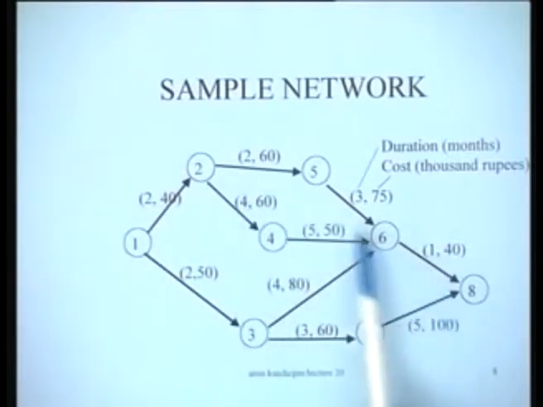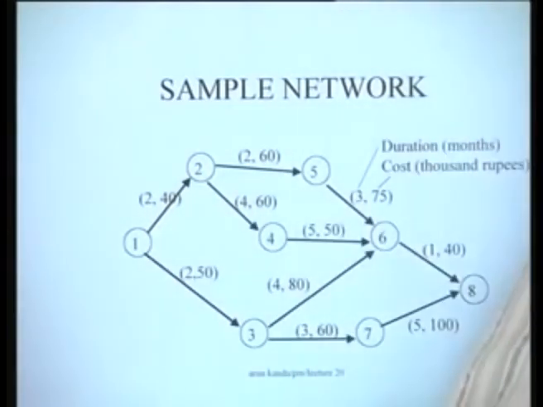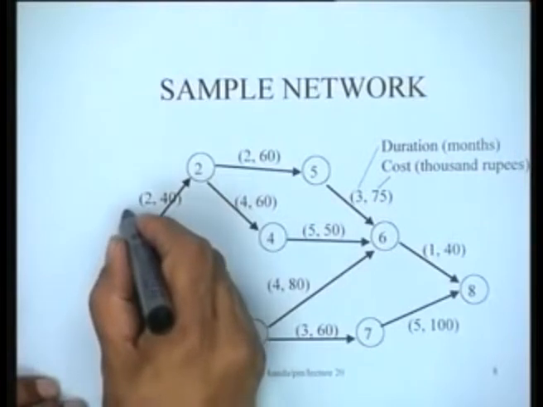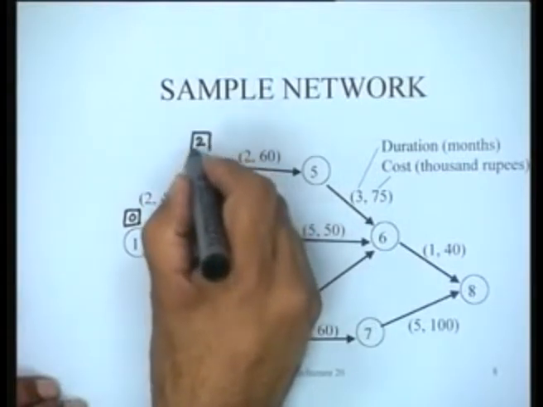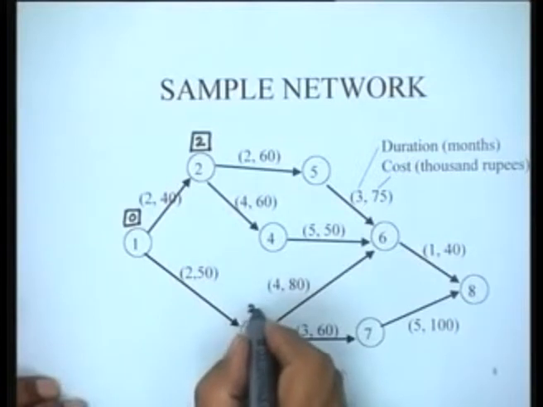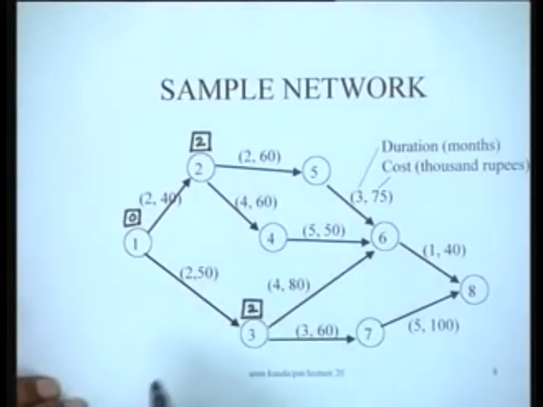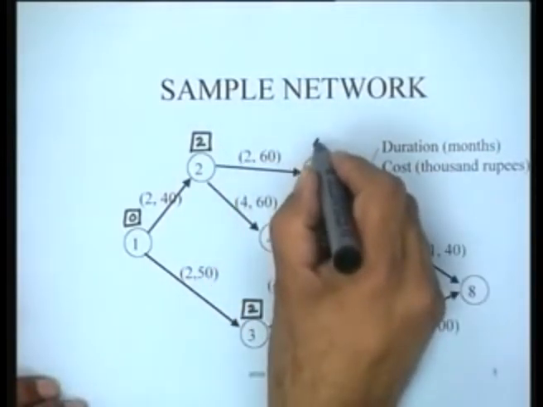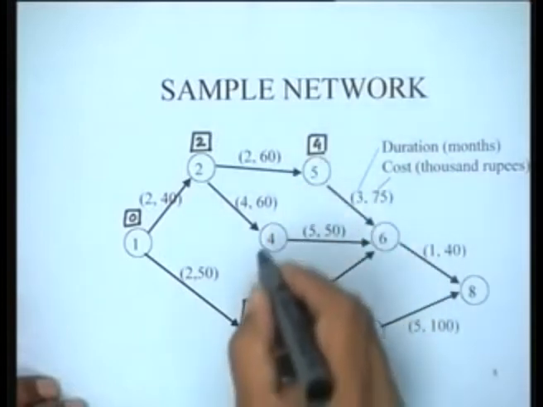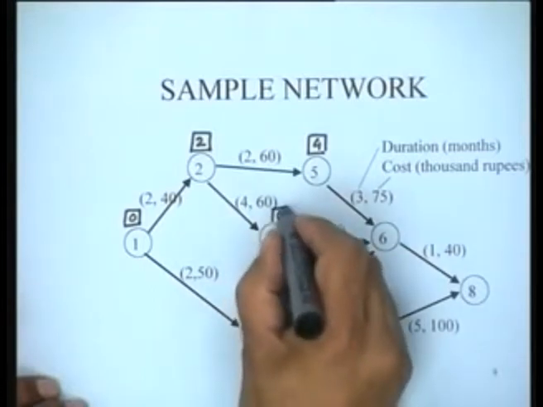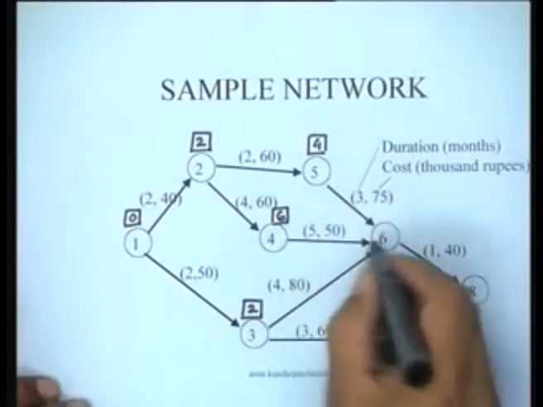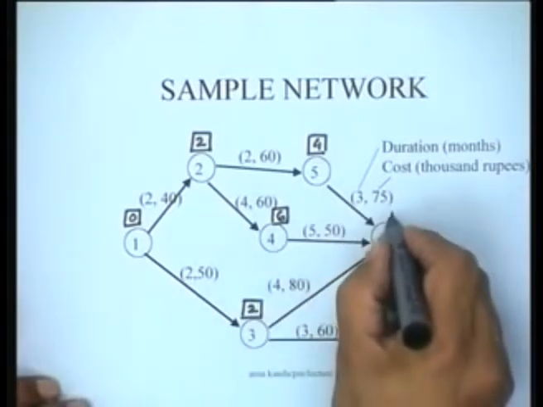So what we can do is we can very easily find out the duration of this project. How can we find out the duration? It's very simple. We can do a forward pass, right. So let us do a forward pass. For instance, this is time 0 for the project, and this is 2 months, and this is going to be 2 months again. Then coming to node 5, this is going to be 4 months. Coming to node 4, this is going to be 6 months. And coming here from all the 3 sides, the maximum is 11, so this is 11 months.